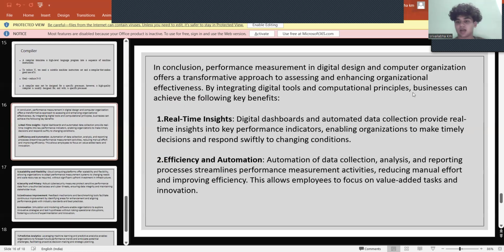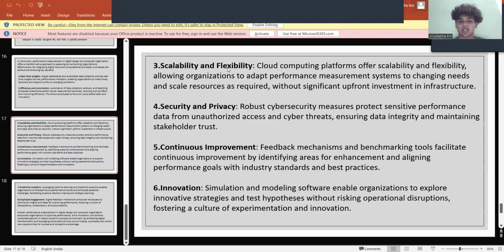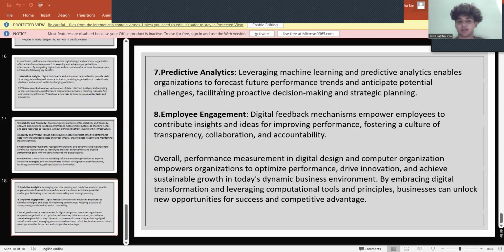Then these are the key benefits of performance measurements: real-time insights, efficiency and automation, as I explained, scalability and flexibility, security and privacy, continuous improvement, innovation, predictive analytics, and employee engagement.